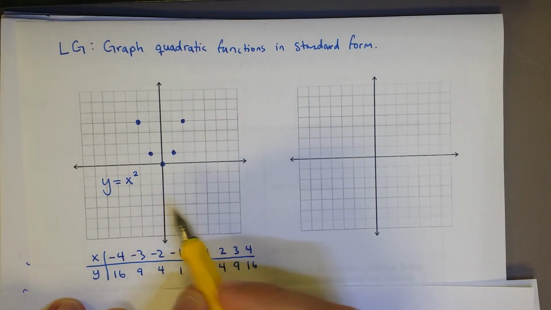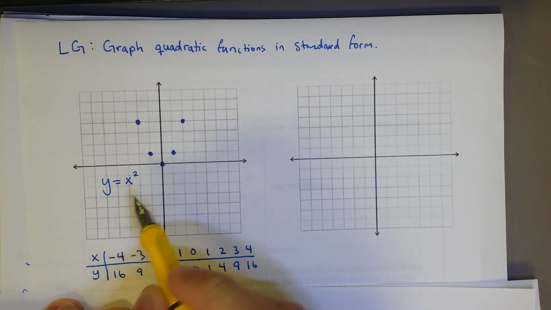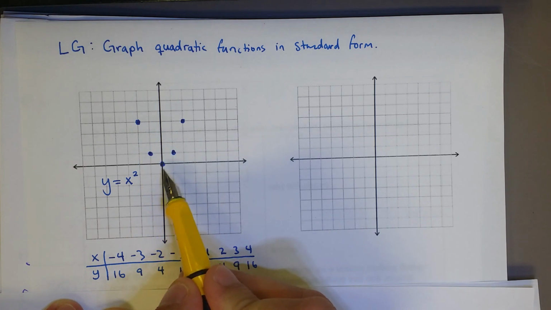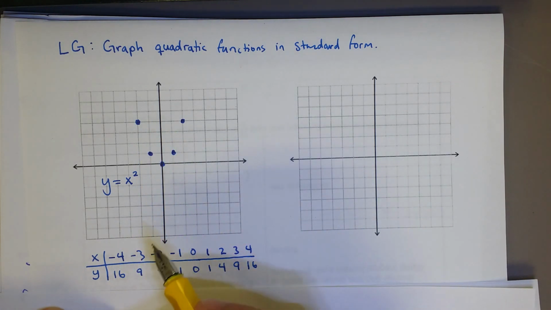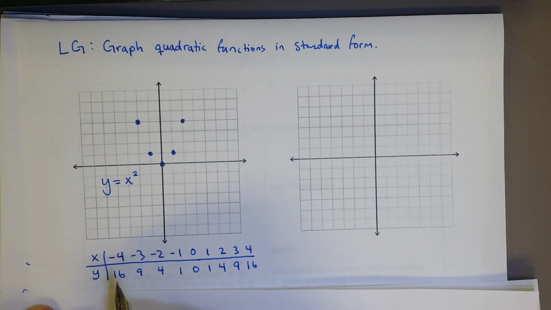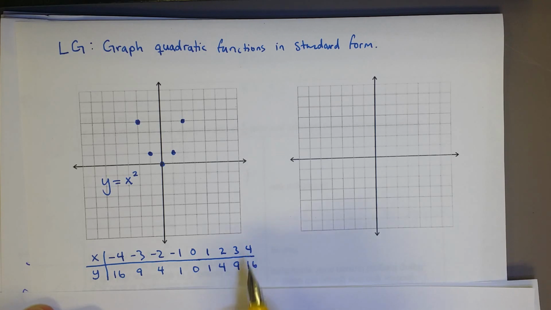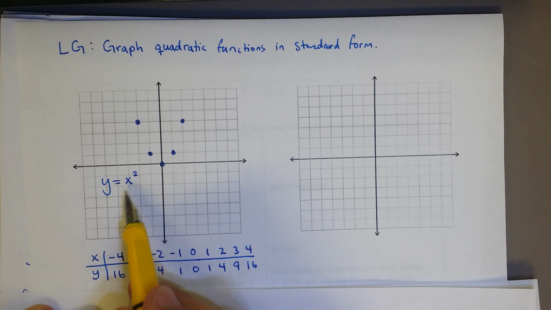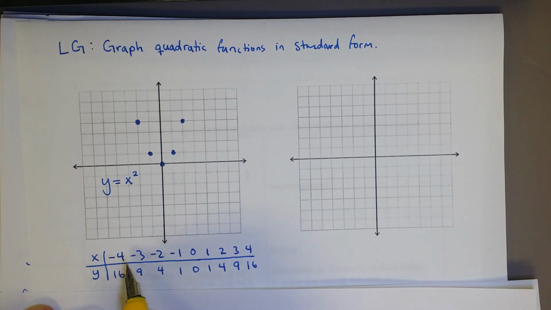Okay, so the most basic quadratic function is y equals x squared. I went ahead and plotted some points on our graph paper here and filled out an xy table for you guys. I have -4 to 4, and I plugged my x values into the equation to get the y values. For example, -4 squared gives me 16, -2 squared gives me 4, 3 squared gives me 9.